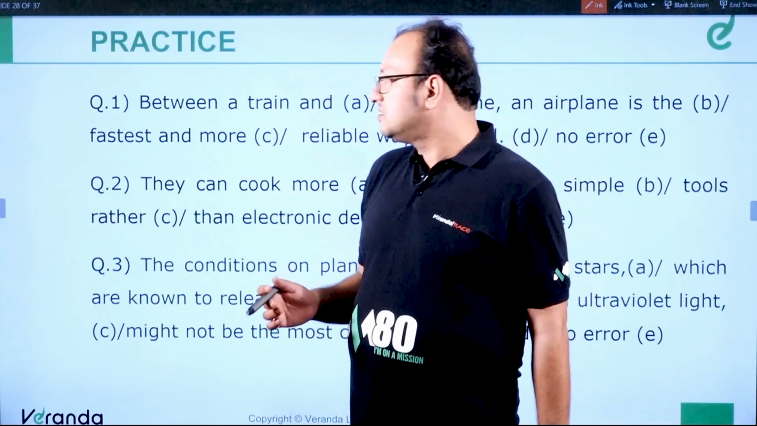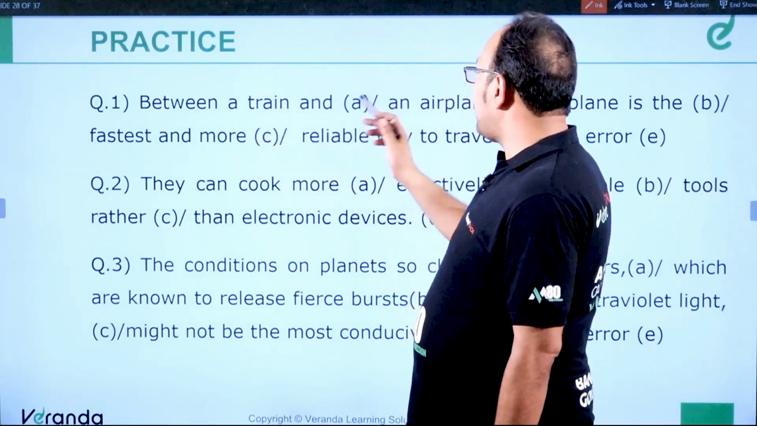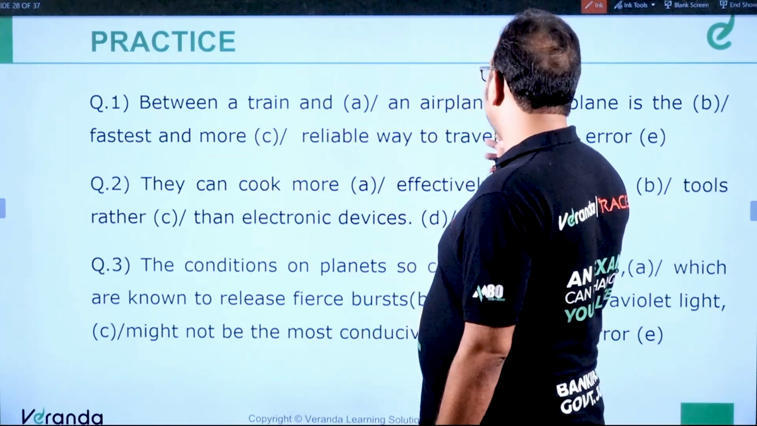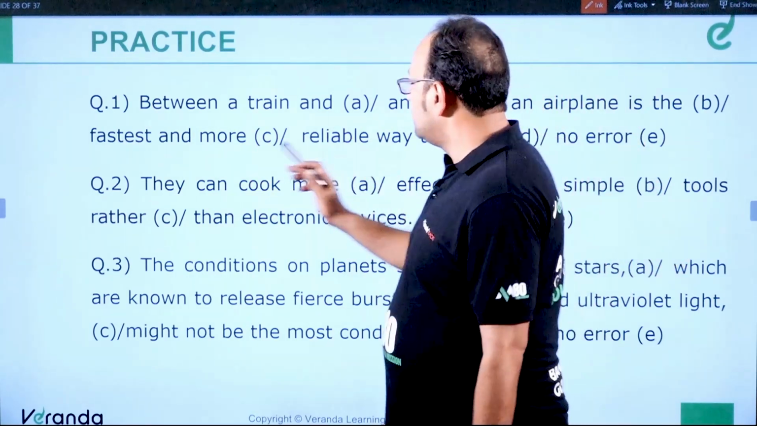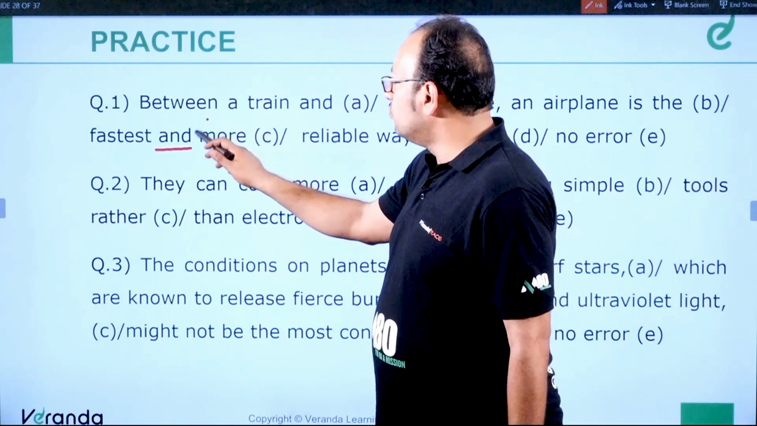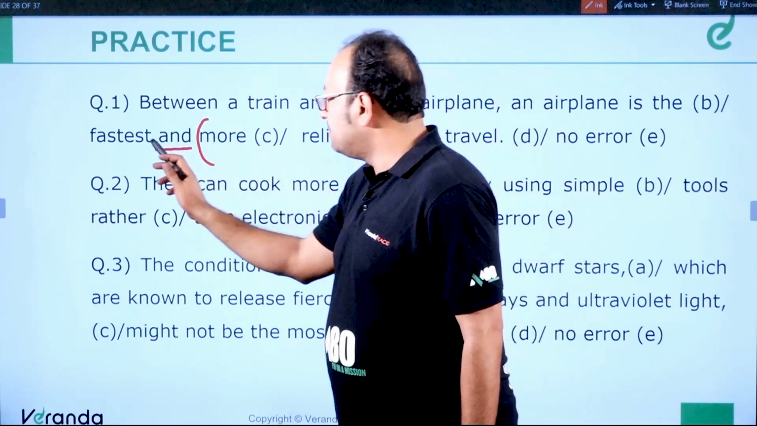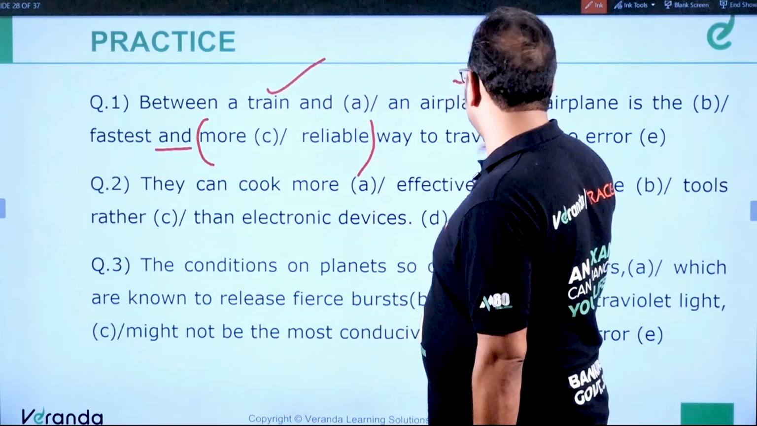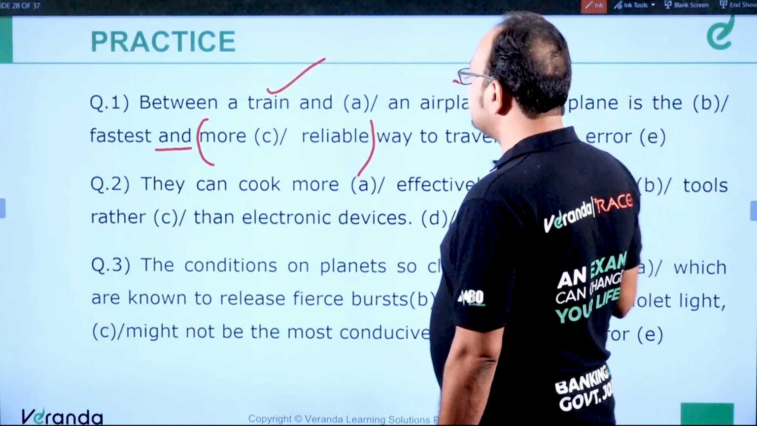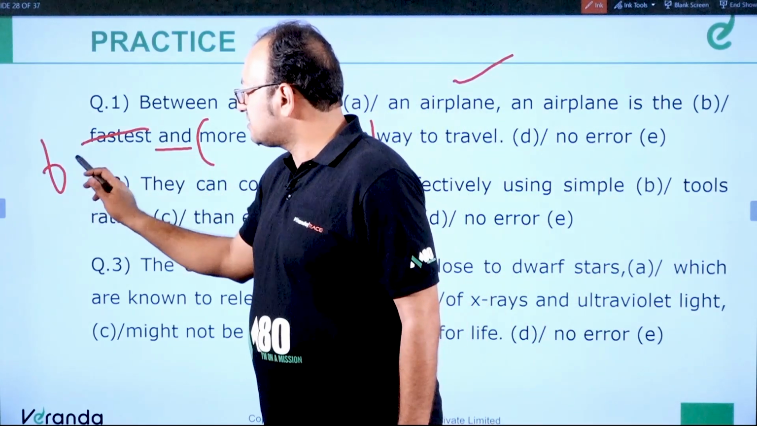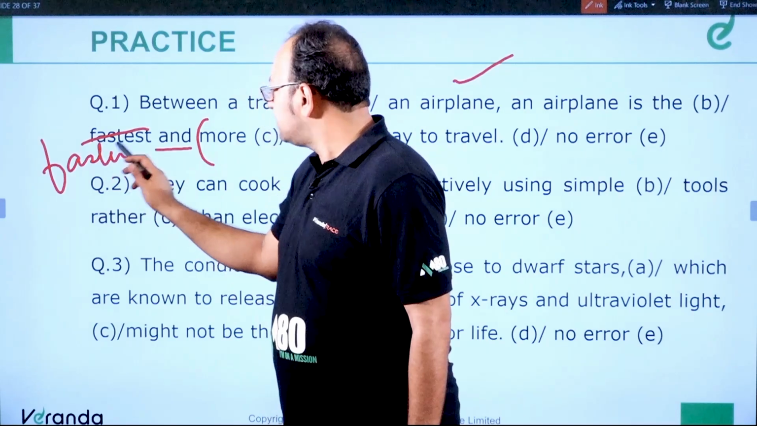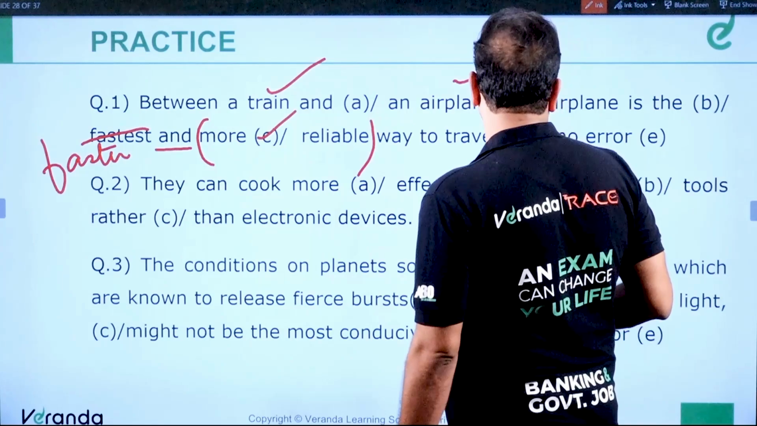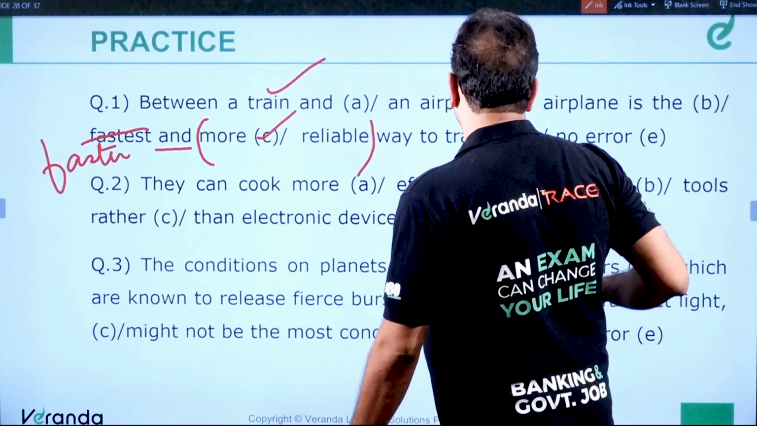Okay, now we have practice questions. Let us see. Between a train and an airplane is the fastest and more reliable way to travel. Okay, let us understand the rule. And has been used over here. So more reliable is comparative, and before this also comparative degree should be used because we are comparing a train and an airplane. So what should be the word used over here? Airplane is faster. Faster is the correct word. So the error was in part C. So we have corrected the error. Between a train and an airplane is the faster and more reliable way to travel.